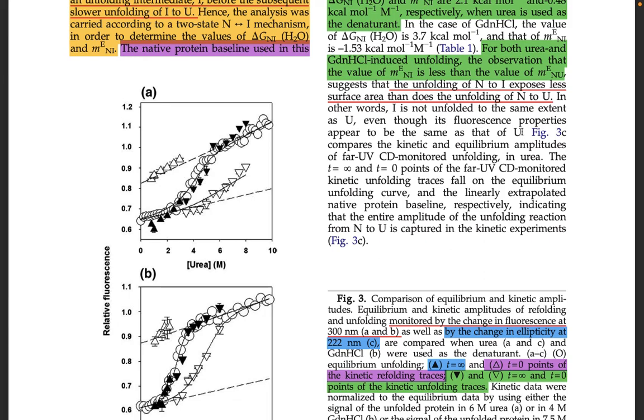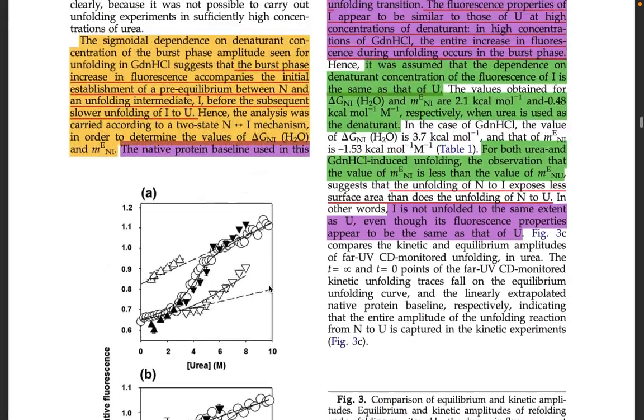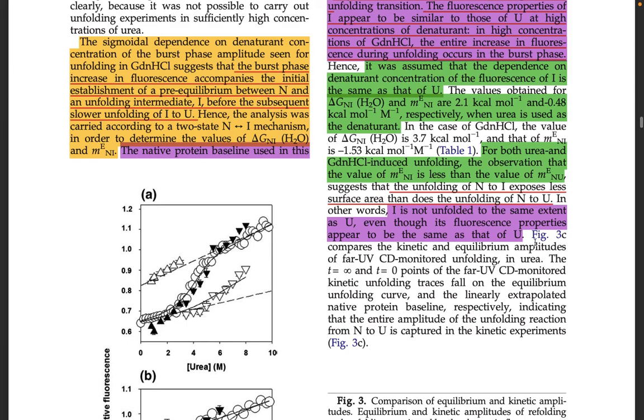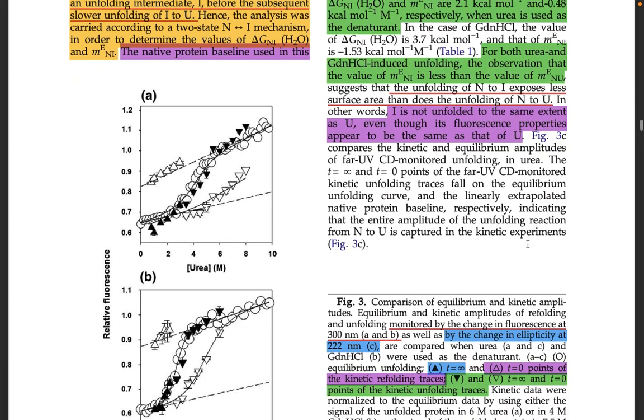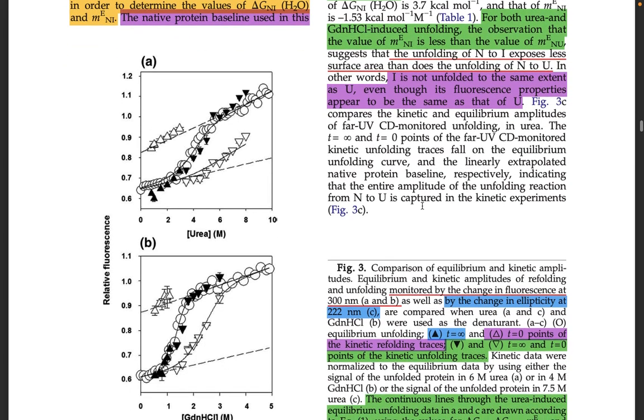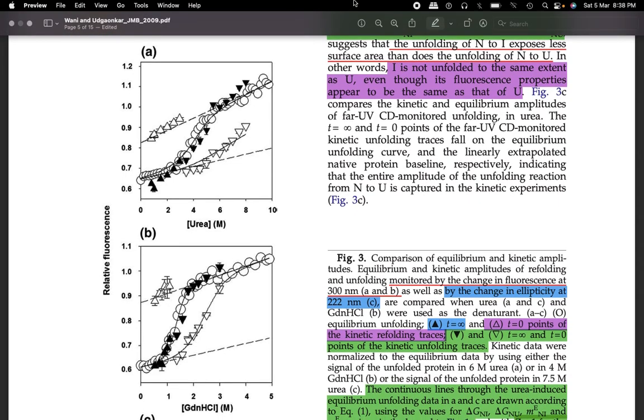Figure 3C, which is about urea, compares the kinetic and equilibrium amplitude of far UV-CD monitored unfolding in urea. The t equal to infinity and t equal to 0 points of the far UV-CD monitored kinetic unfolding traces fall on the equilibrium unfolding curve and the linearly extrapolated native protein baseline respectively, indicating that the entire amplitude of the unfolding reaction from N to U is captured in the experiment 3C.